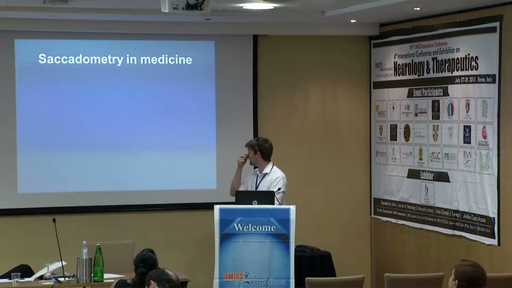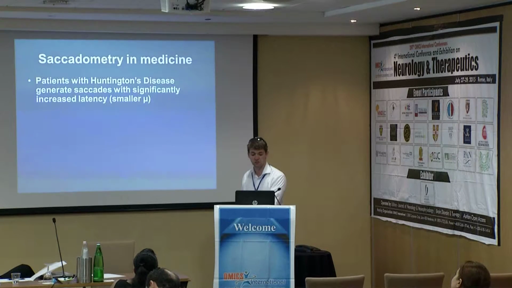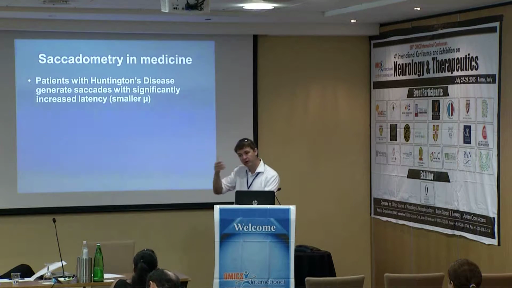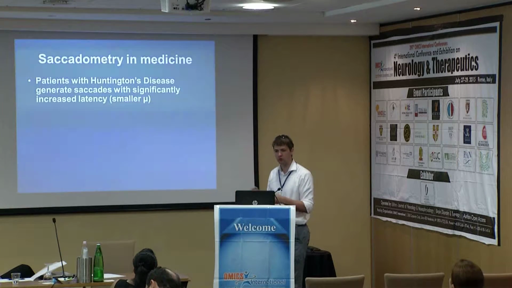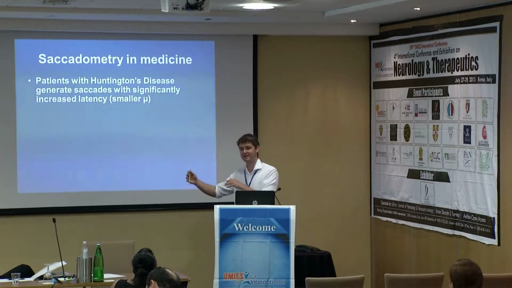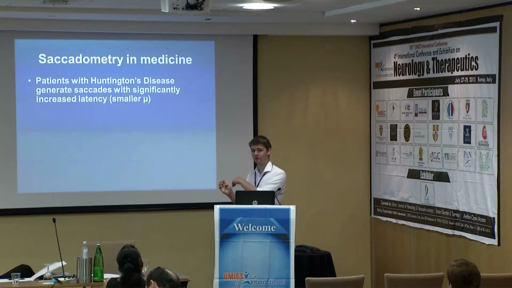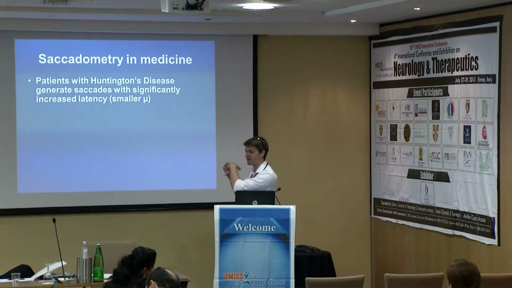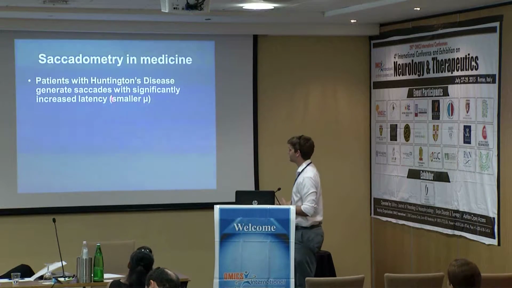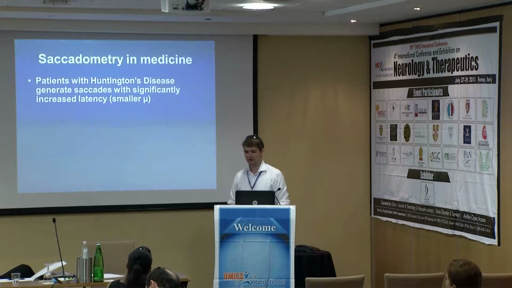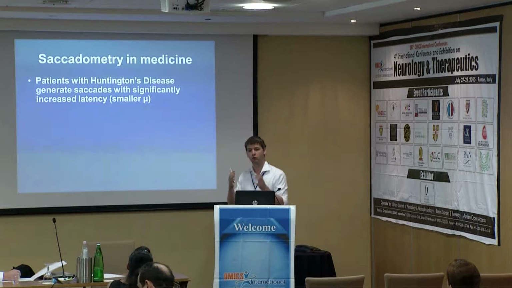Now this has already been shown to be of interest in a variety of different medical conditions before. For example, Huntington's disease. We find that patients, even several years before displaying symptoms, sometimes display saccades that have significantly increased latency. This variable here, mu, is the inverse median latency. So basically, a smaller mu means that your saccadic latency tends to be longer. I think of it as promptness; your saccades are less prompt. So in this case, if you have Huntington's disease, basically your reaction time slows down.